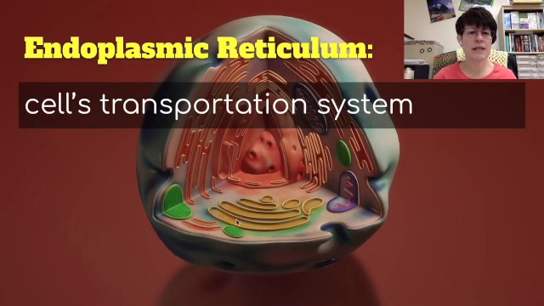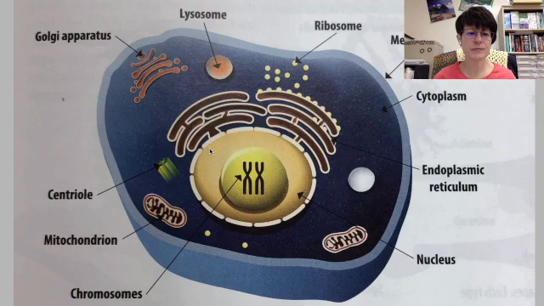Then there's the endoplasmic reticulum. This is the cell's transportation system. All these folds here outside, especially of the nucleus, they look like little tubes and tunnels. That is the endoplasmic reticulum. So right here, these folds, that is endoplasmic reticulum. A lot of times we abbreviate that as ER because that's a pretty long word.